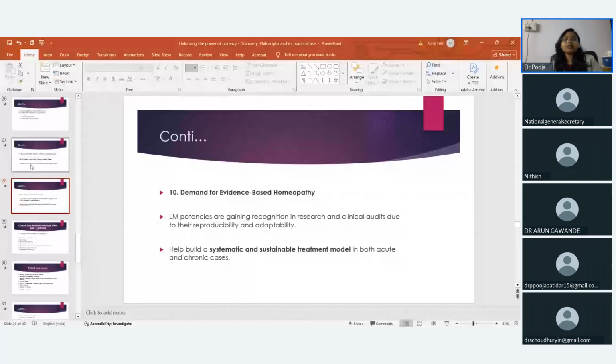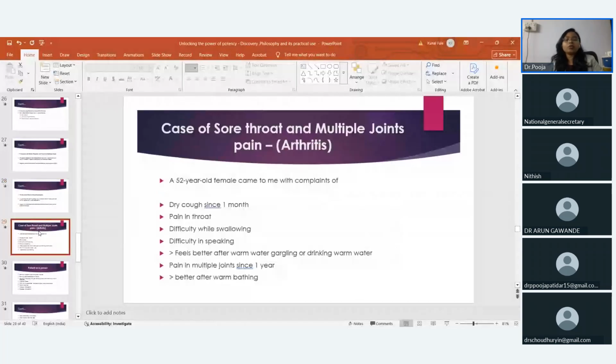Now let's see the practical part of LM potency, what I have used in my case. So this is the case I'm sharing with you all.